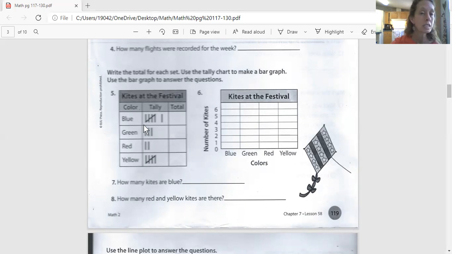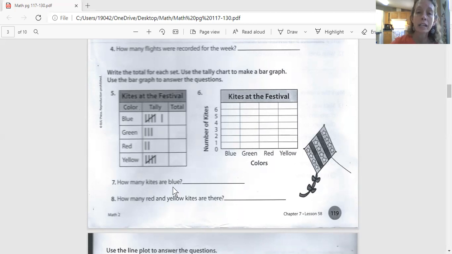Here, I don't see any sets of 5. I only see 1, 2, 3. So I see 3 green kites. Red kites, I see 2. And yellow kites, I see an even 5 with none left over.